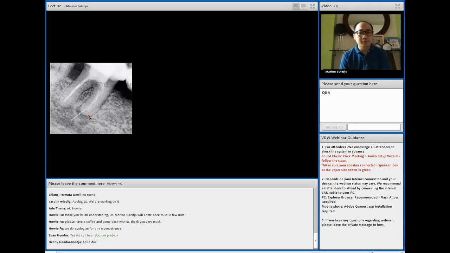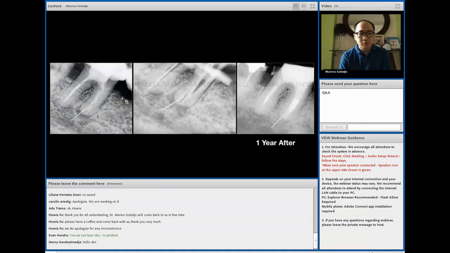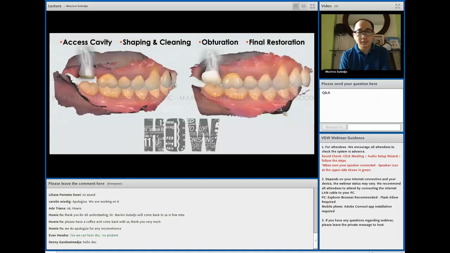For example, in this case, you can see here there is a broken file outside the periapical area, and there is some lesion here. The problem is not the broken file. The main problem is always the bacteria inside the system. If you try to clean all the bacteria, and you can see here, although the broken file is there, the lesion after 1 year is already healing. So the point here is that bacteria will always be the main cause of endodontic failure and problems.